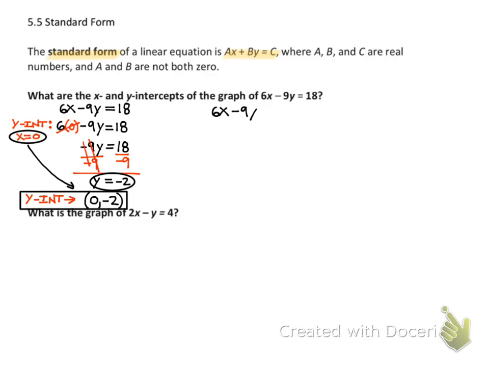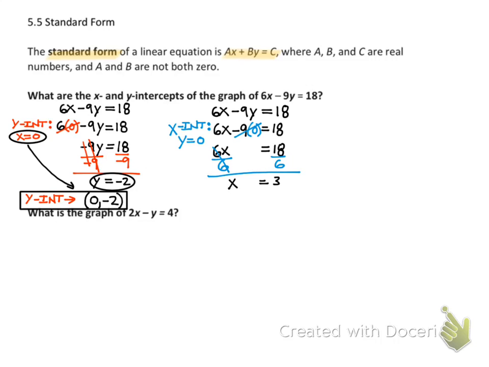Now to find the x-intercept, instead of plugging in x equals 0, we're going to plug in y equals 0. So what we have here then is 6x minus 9 times 0 is equal to 18. And as with what we had before, the 0 will multiply out. So we have 6x equals 18. Divide both sides by 6, and then that will give us that x is equal to 3.